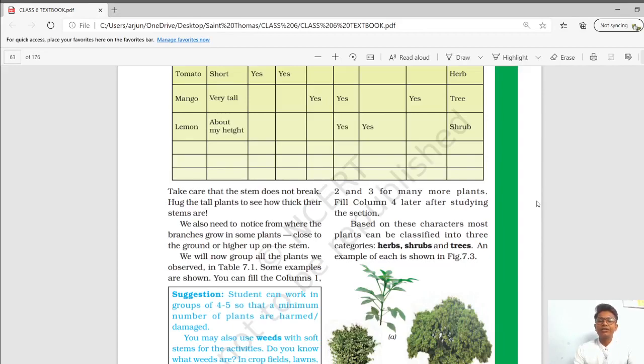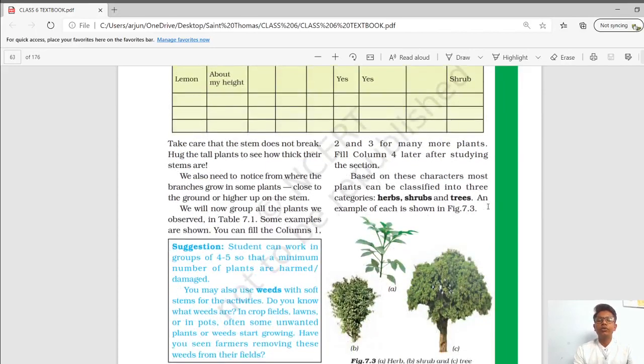Hug the tall plants to see how thick their stems are. By hugging the plant, you will see how large the stem of the tall plant is. We also need to notice from where the branches grow in some plants. If you observe this, in some plants the branches will grow from the bottom side of the stem, at a smaller height than you. In some plants, the branches will grow from the same height as you. And in some plants, branches will grow at a taller height than yours. You have to observe this also.